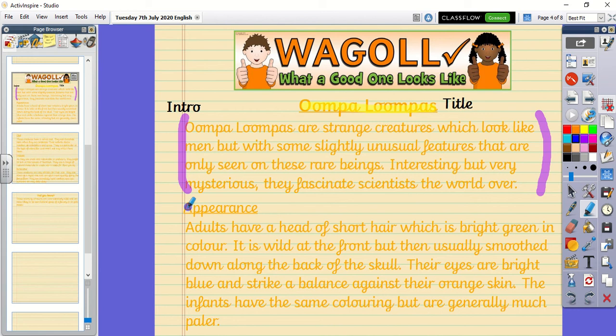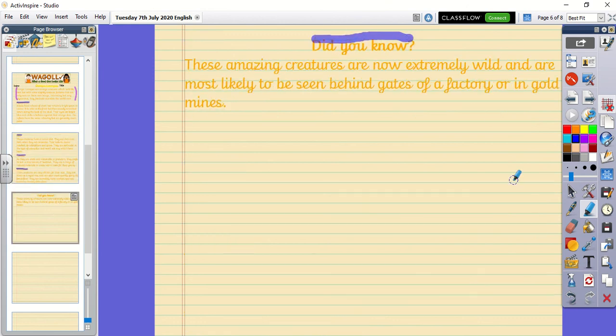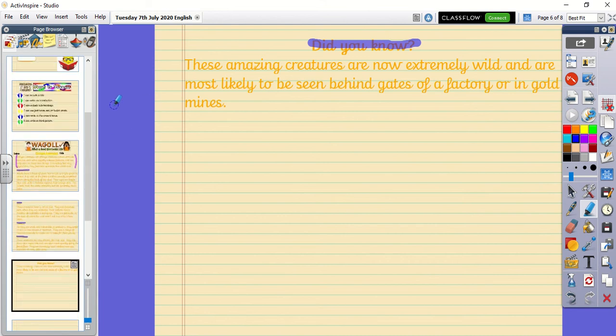Then here we've started off with our subheadings. I've started off with appearance, so what they look like, and I've gone into detail about what they look like. Then moving on, we have got diet, another subheading, habitat, another subheading, and behaviour, another subheading. I've not gone into that much detail with the writing there, but I'm making sure that we're separating using subheadings, and what we are writing is as best as we know. And then finally, I've got a did you know question. That's just mainly because that's part of my steps to success. I know that I wouldn't be successful if I didn't include a did you know box.